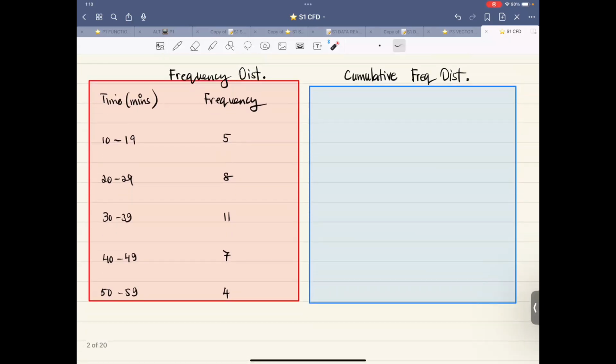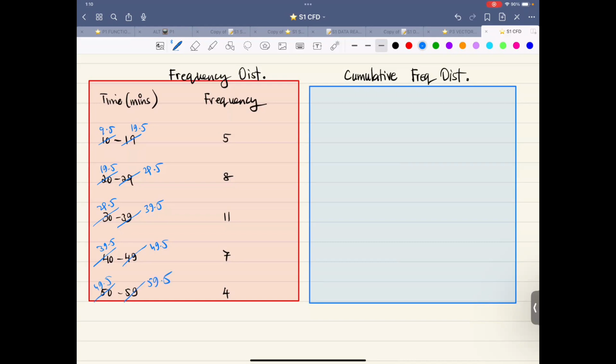Now, the very first thing is that this is class interval. So let me change it into class boundaries. So this is 9.5 to 19.5, 19.5 to 29.5, 29.5 to 39.5, 39.5 to 49.5, and 49.5 to 59.5. So that is the first thing that I've done.